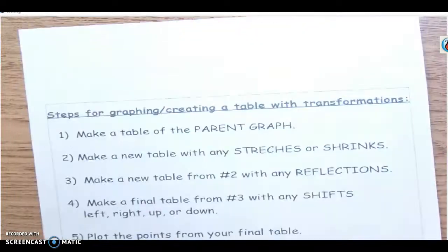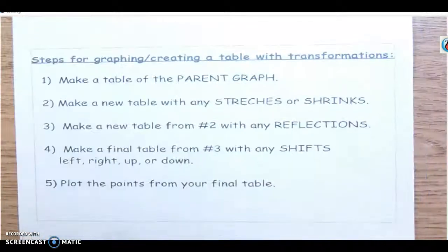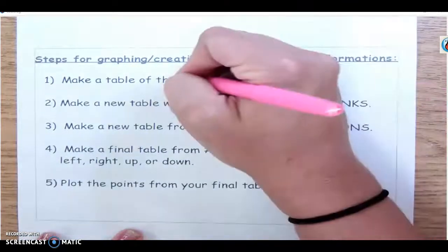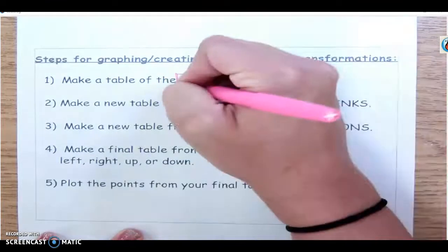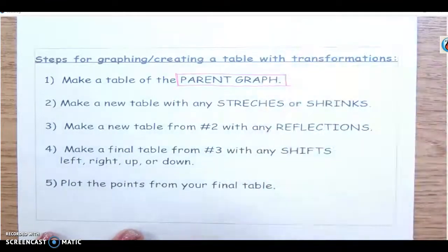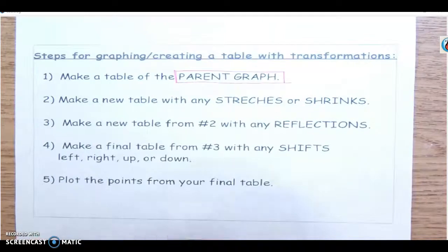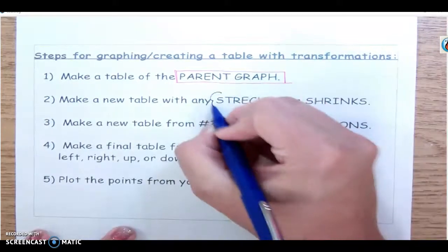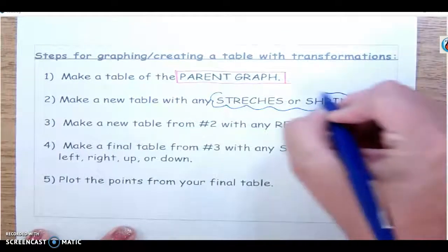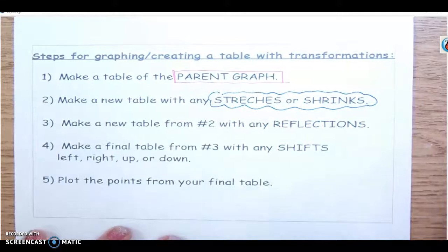Okay, so when you're graphing these, the steps that we're going to take, so you're going to make a table of the parent graph. So the parent graphs are the graphs that we focused on in day 3. So we have our linear graphs, our quadratics, absolute values. You're going to make a table of the parent graph. And you're going to make a new table, and you're going to make sure you do your stretches or shrinks first. Stretches or shrink first.